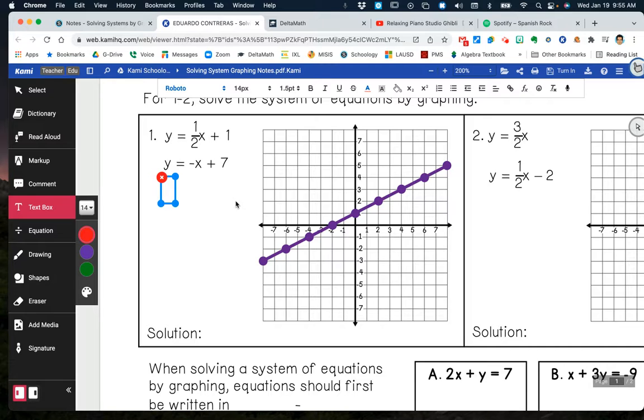The number in front of x is my slope. What number is in front of x, guys? Help me out. -1. As a fraction, because I want a rise and a run, what number would it be? -1 over 1. So I'm going to say the slope is -1 over 1 for that second line.